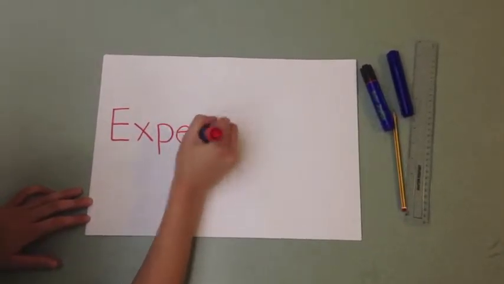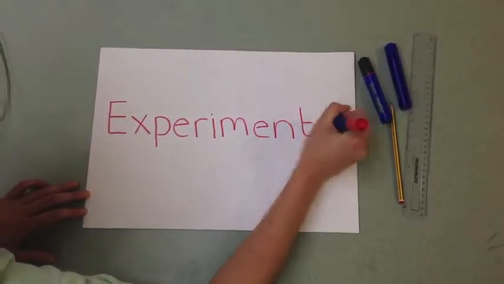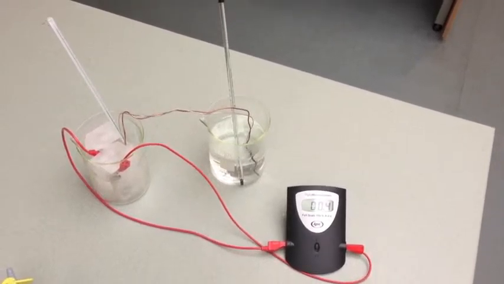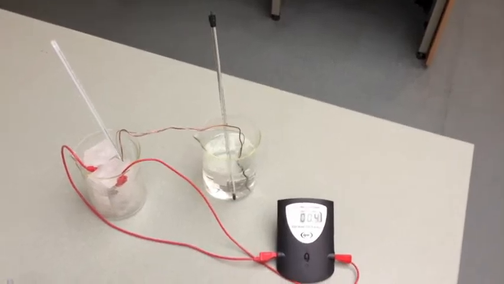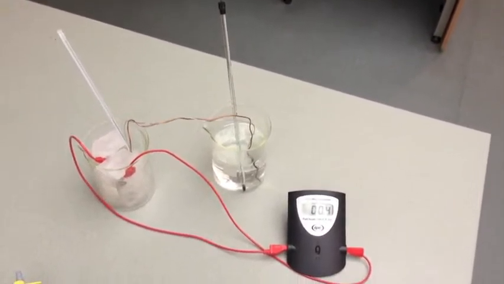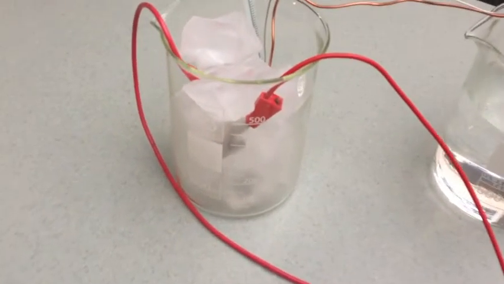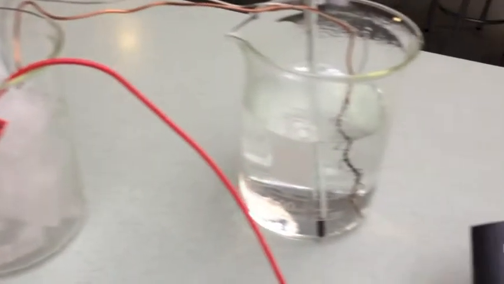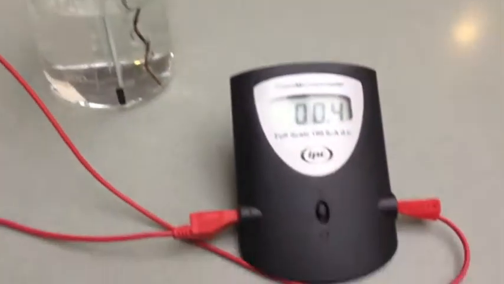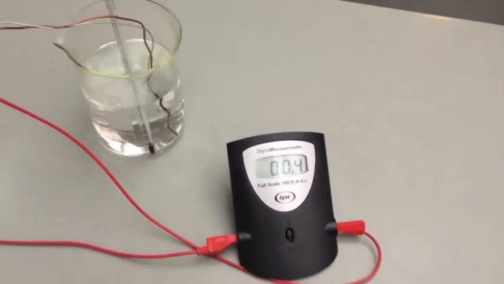Proving the thermoelectric effect. Experiment 1. We set up a temperature gradient using ice and boiling water to prove that a current is produced. The two wires we used were copper and nichrome. As you can see, the current produced is 0.4 milliamps, which definitely isn't enough to power anything.